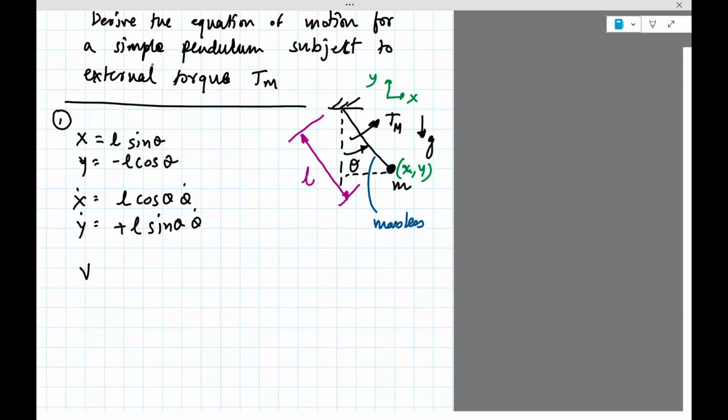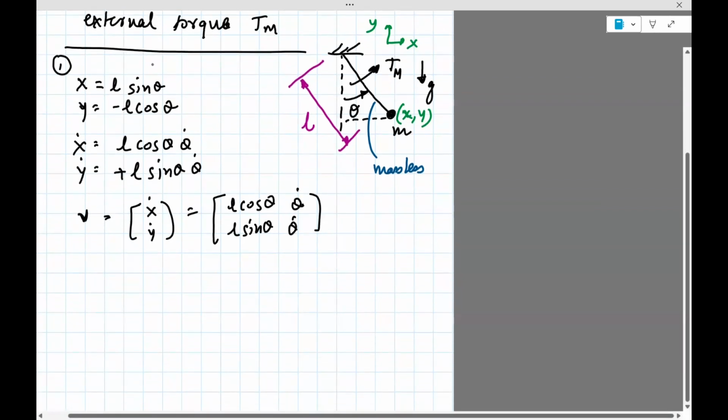Okay, and the velocity, which is a vector, let's write the way we wrote it before. So x dot, y dot, that's the matrix. We always write it as a column vector, so x dot, y dot. So L cosine theta theta dot, L sine theta theta dot. This is lowercase v. Okay, so that's step one. We need to get all that.